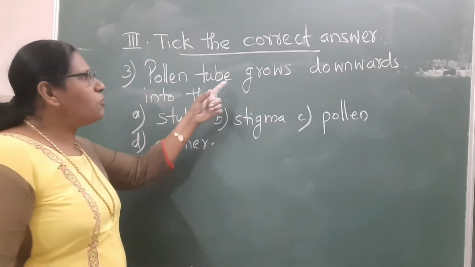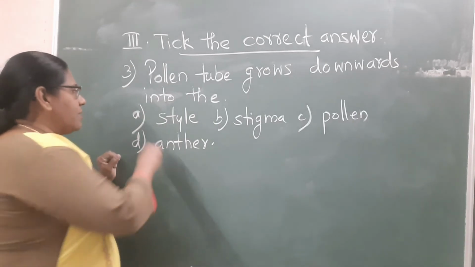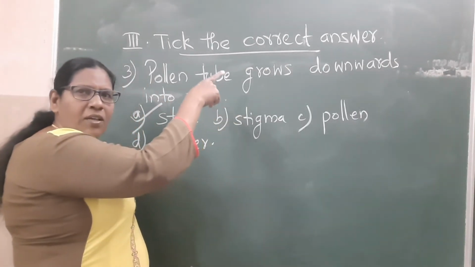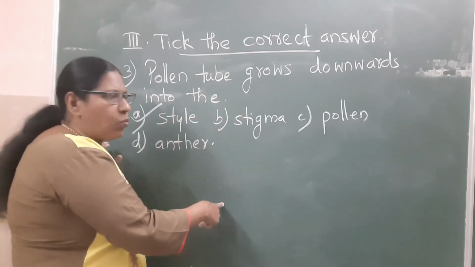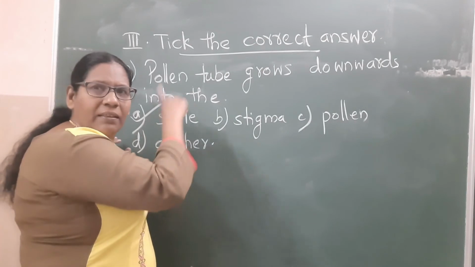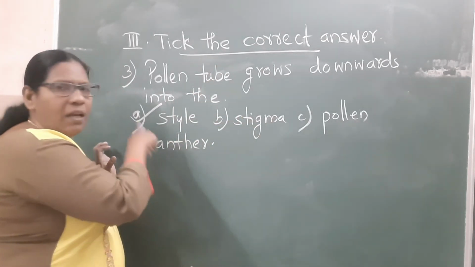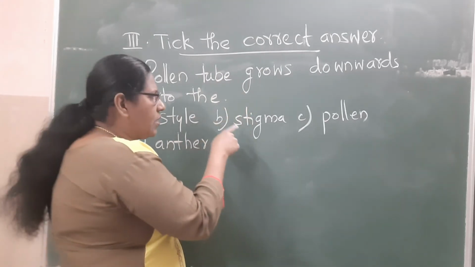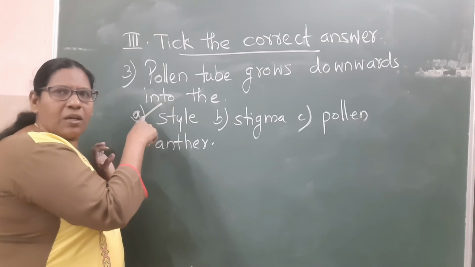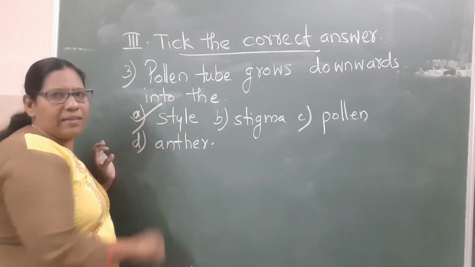So the pollen tube grows downwards into the style, not the stigma, because from the stigma it grows downwards. Pollen is from the anther, and pollen grains transfer to the stigma. So from the anther the pollen grains transfer to the stigma, and then from there the pollen tubes grow downwards to the style. So the style is the answer.